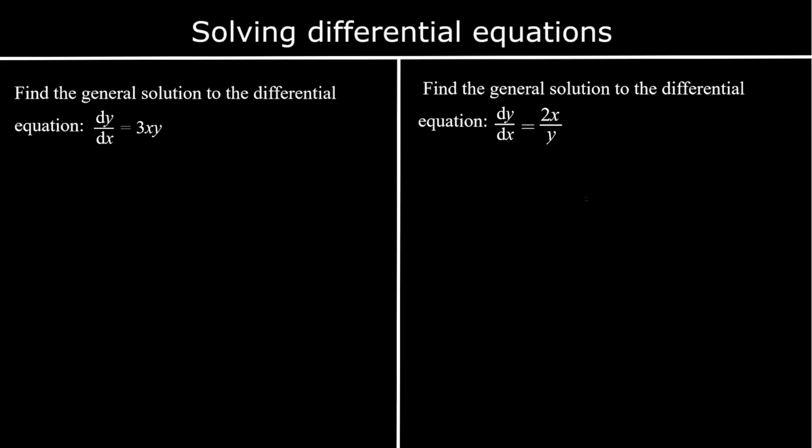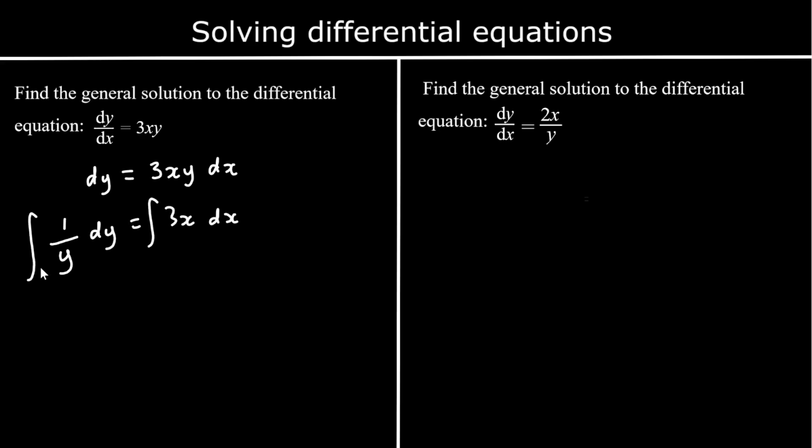We do that by splitting it up. So here we've got dy dx equals 3xy. So we're going to get the y's on one side, the x's on the other side, and the y's are going to be with the dy, and the x's are going to be with the dx. So if we times both sides by the dx, we'll get dy equals 3xy dx. Divide both sides by y, so 1 over y dy equals 3x dx, and we integrate both the sides.